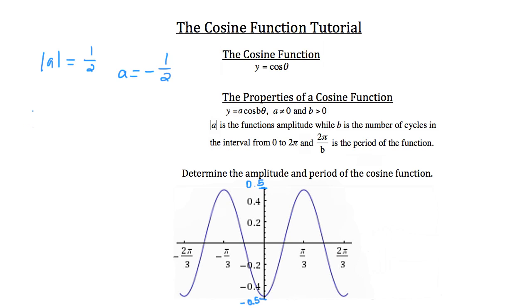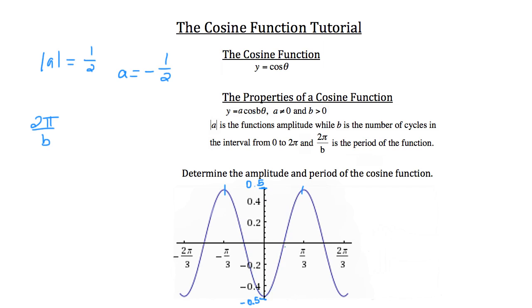Now to determine b, we can use the period formula for the function, which is 2 pi over b. Now remember, b is the number of cycles in the interval from 0 to 2 pi. Well, 2 pi over b is the period of the function. That's the distance to complete one cycle. So if we looked at this value to this value, that's one cycle. It goes down the graph and then back up to that same y value again.